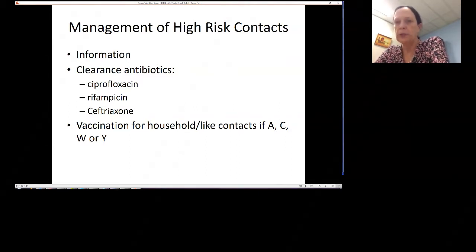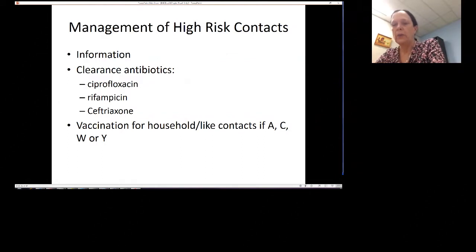It's also important to explain to them the purpose of clearance antibiotics, which I think we get to in another slide, which is not about preventing disease in the individual, it's about preventing the carrier state in the probable source of infection for the case that's just occurred.